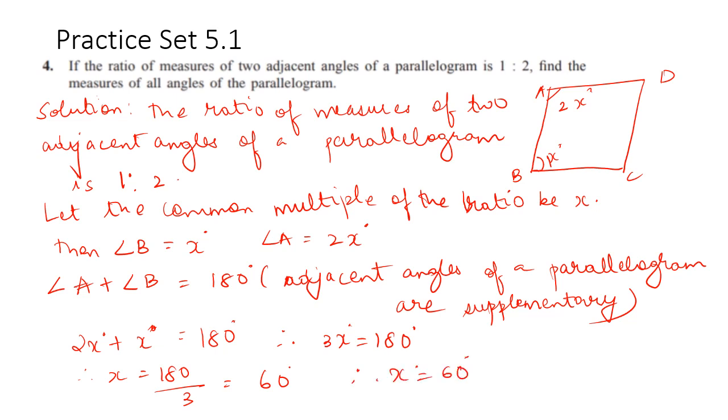So this x we would substitute here. Now we have got angle B as x degree, that is 60. So this also would become 60, and this would be 2 into 60, that is 120. So your opposite angle C also would be 120 degree. This opposite angle also would be 120 degree.